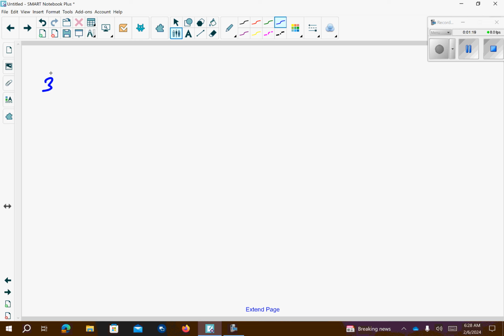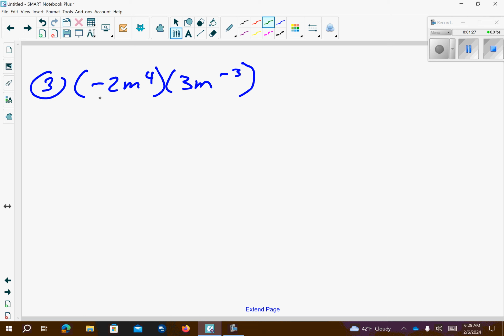Number 3, we have negative 2m to the 4th, 3m to the negative 3. Let's go ahead and take care of this. Is a negative number, so negative 2 times 3 is negative 6. That is not a negative exponent. Add the exponents, so 4 plus negative 3 is just m to the 1st. So you can leave your answer like that, or you could have it as 6m. You pick which way you want to have it.